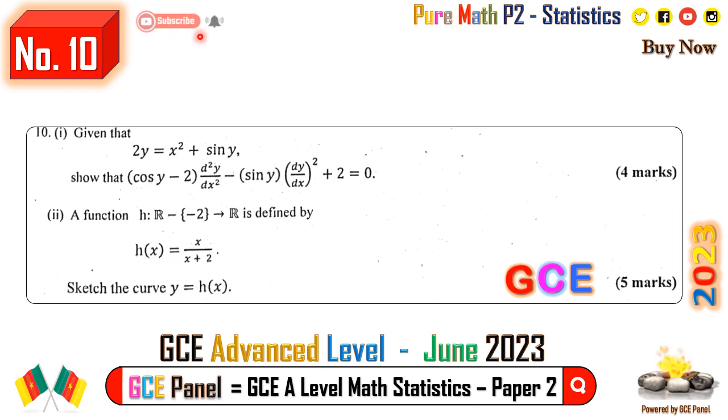Question 10 reads, sub 1, given that 2y is equal to x squared plus sine y, show that cos y minus 2 d squared y dx squared minus sine y dy dx all squared plus 2 equals 0. Sub 2, a function h is defined as follows on the set of real numbers excluding negative 2 as h of x equals x over x plus 2. Sketch the curve of y equals h of x.